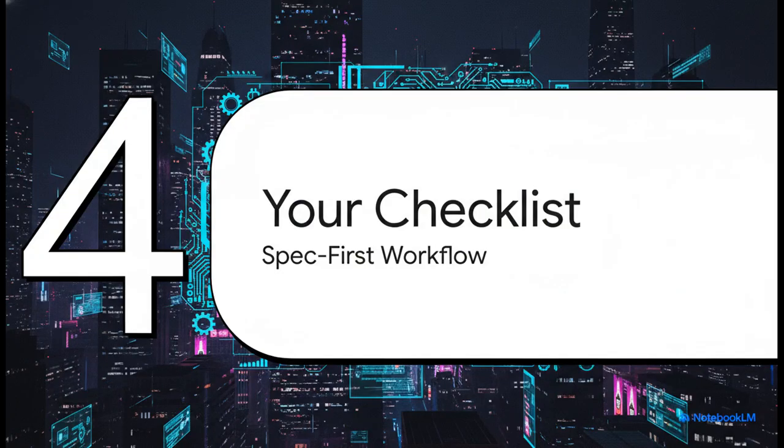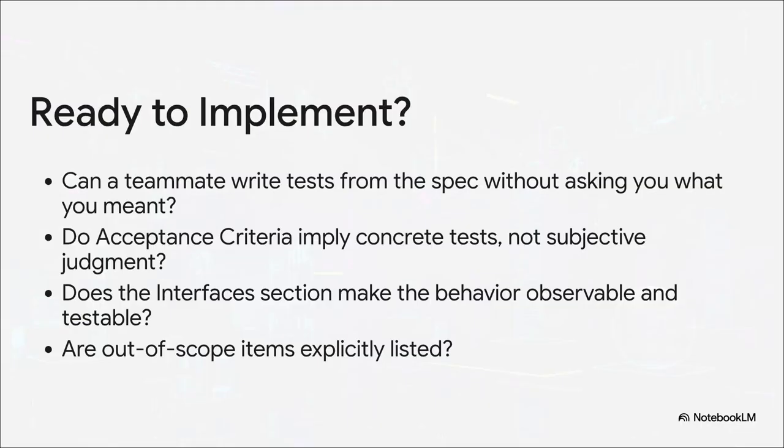Okay, let's wrap this up with something you can start using immediately. Here is a simple checklist to make sure you're actually putting the spec first in your own work. Before you write a single line of implementation code, just ask yourself these questions. Can a teammate take your spec and write tests from it without having to ask you for clarification? Are your criteria objective, or are they subjective? Can the behavior actually be observed and measured by a test? If the answer to any of these is no, the best thing to do isn't to start coding. It's to go back and tighten up that spec.